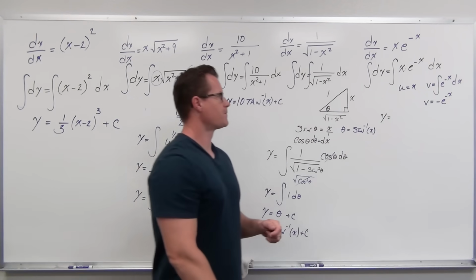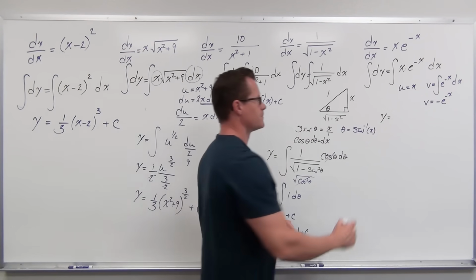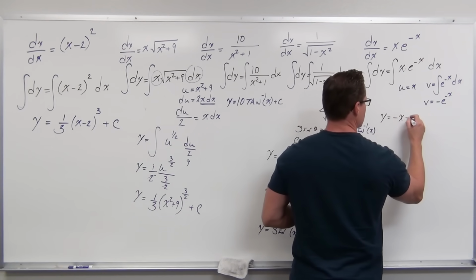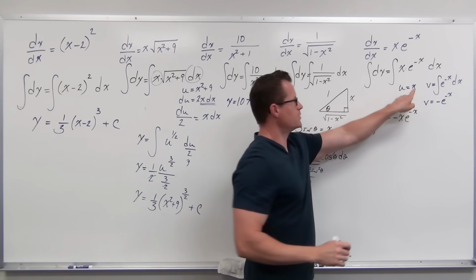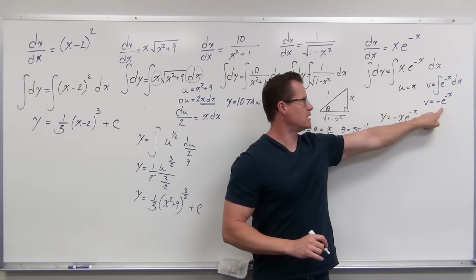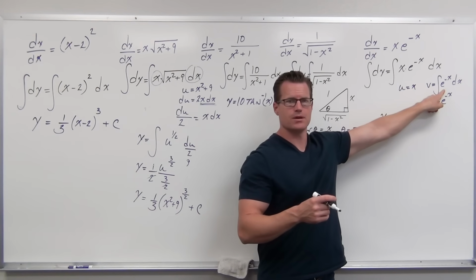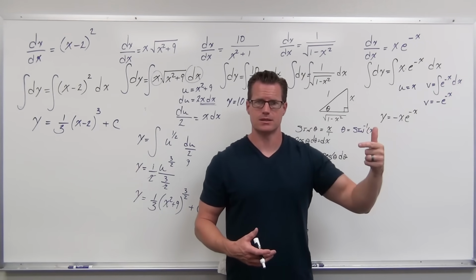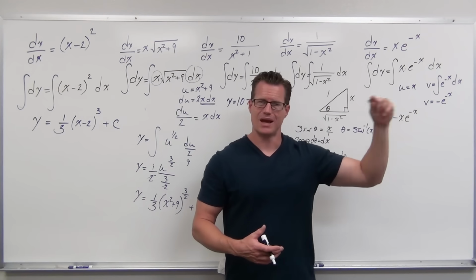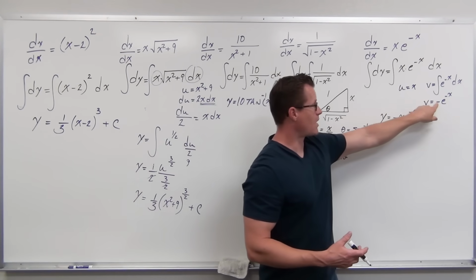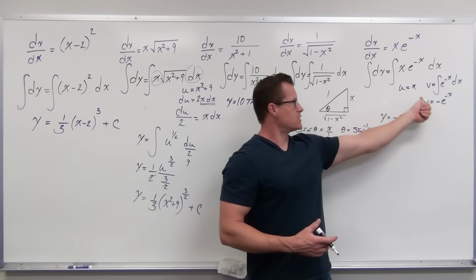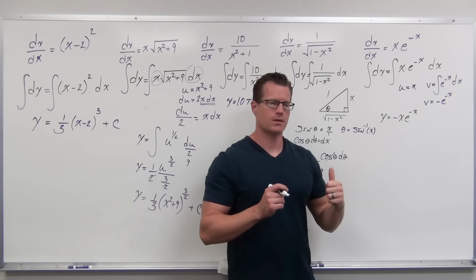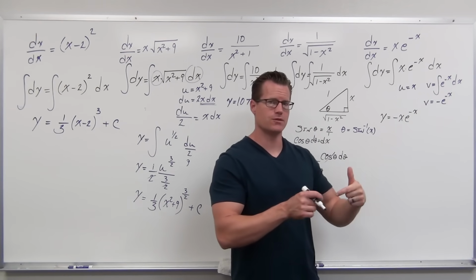So we know that y equals u times v. U is x, v is negative e to the negative x. You do that integral, it's like a basic u sub. U would be negative x, the derivative of that is negative 1, so you have a negative floating in there that's going to come out right there. So u times v is negative x times e to the negative x. So u times v minus the integral of v du.